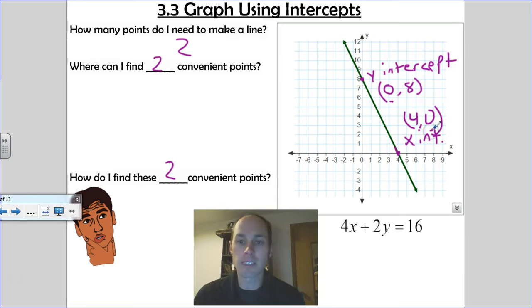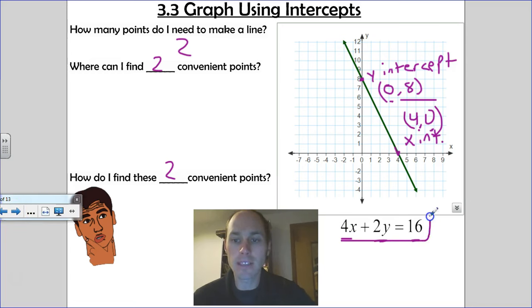We'll talk about its significance as we go along, but we know that 4 times 4 is 16. 2 times 0 is 0, so 16 plus 0 is 16. It's a solution. And for our y-intercept, 0 times 4 is 0. 2 times 8 is 16. 16 equals 16. So that gives us another point that's convenient to find. If we have 0 of x, we can find out how many of y we need to make this true. Or we find 0 of y, how many of x do we need? Okay, so that'll be important as we start going through here.